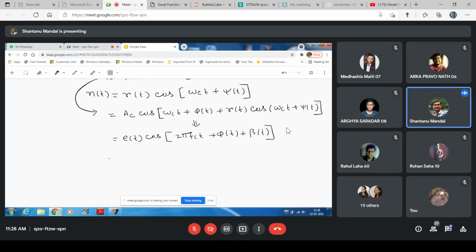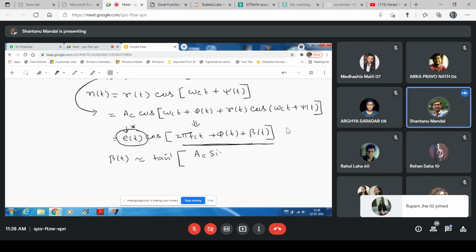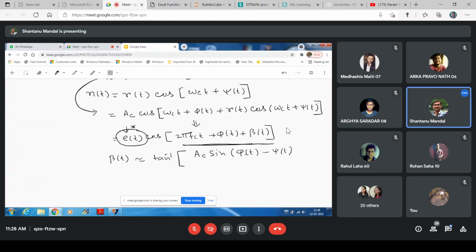Now, where beta t, actually in case of FM, we have to be interested in the phase, not the amplitude. So only this phase part matters, not the amplitude part. That's why beta is approximately tan inverse of AC into sine of phi t minus psi t by RT.